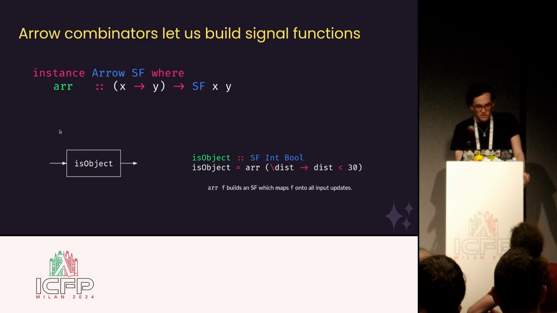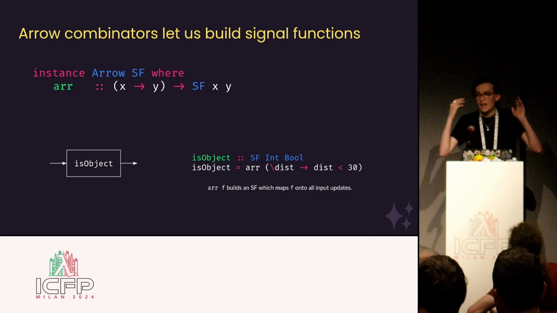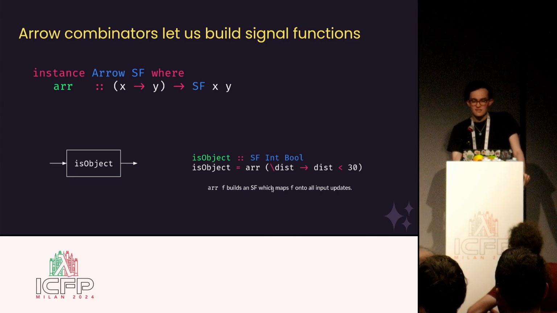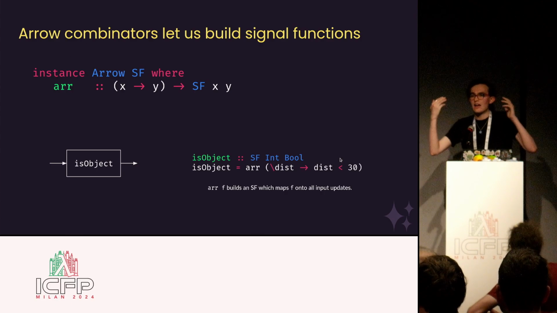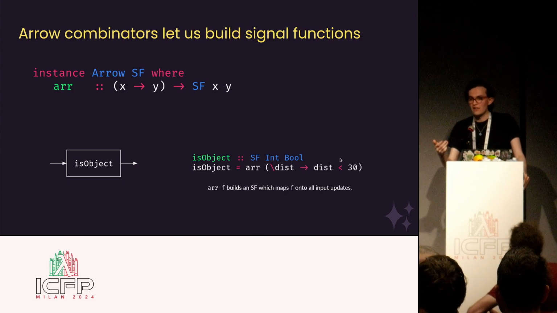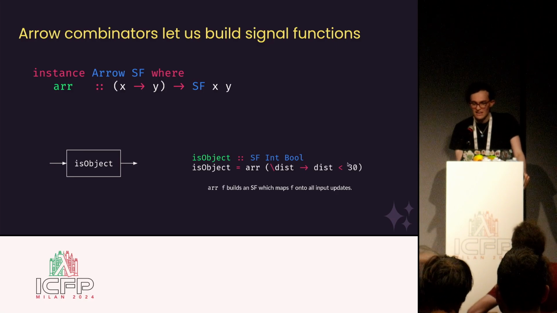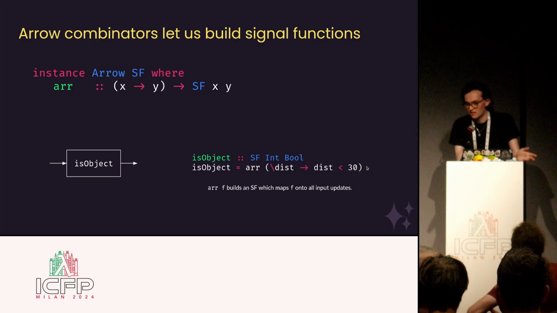So the first one to talk about is the arr constructor, which takes a pure function and lifts it into a signal function. What this does in an AFRP world is says every time our input signal is updated with a value, run some pure function on it and produce that as the new value on the output signal. So in this case, we've got this little distance less than 30 predicate to check if the object is close enough.